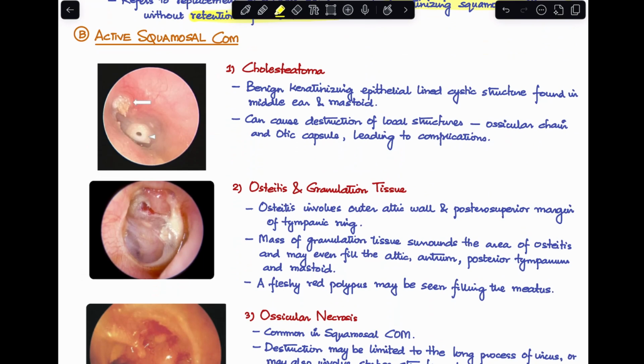The pathological changes here include the first being cholesteatoma. So basically what we are seeing here is a benign keratinizing epithelial lined cystic structure found in the middle ear and mastoid. And this cholesteatoma can cause destruction of local structures like the ossicular chain or the otic capsule, and that is what leads to complications, and hence that is why it used to be known as the dangerous type of CSOM. So this first is about cholesteatoma.